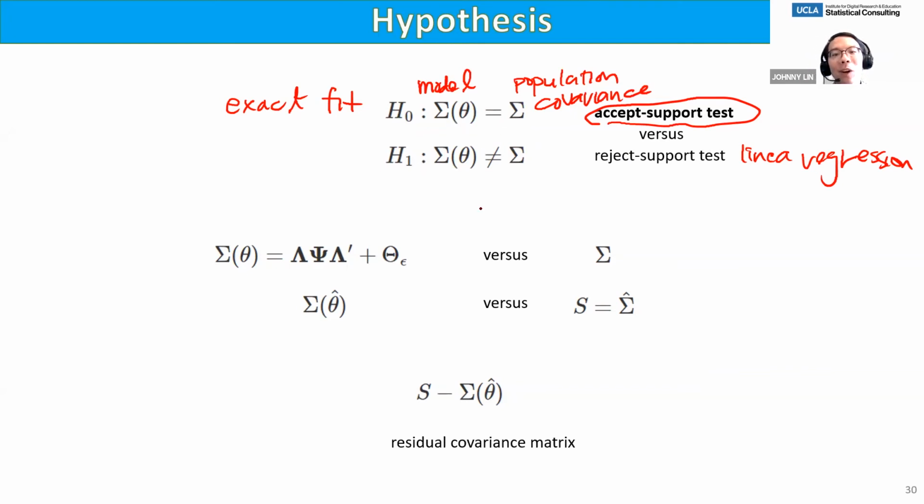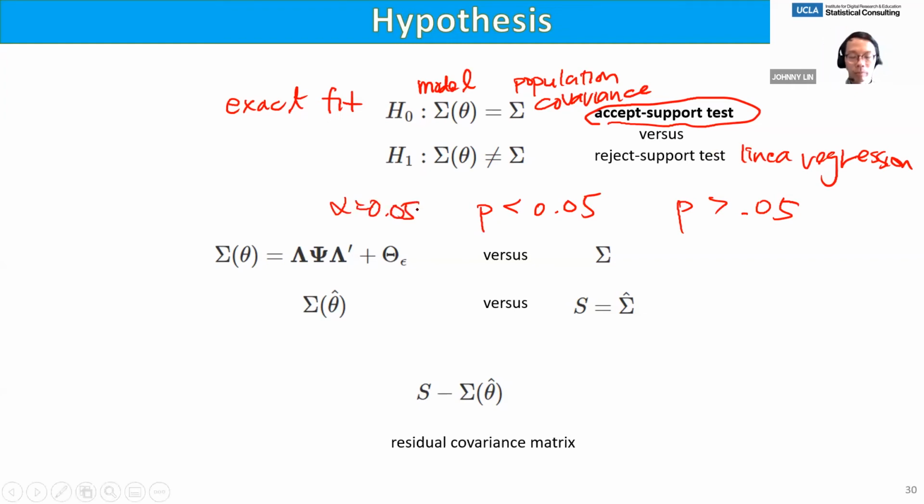And what does that mean for our p-value? Do we want our p-value to be less than 0.05, or do we want our p-value to be greater than 0.05, assuming our alpha is 0.05? Yeah, Kim said greater. That's exactly right, because by having a p-value greater than 0.05, we are failing to reject the null hypothesis, which is an accept support test. Very good. So we want this, right?